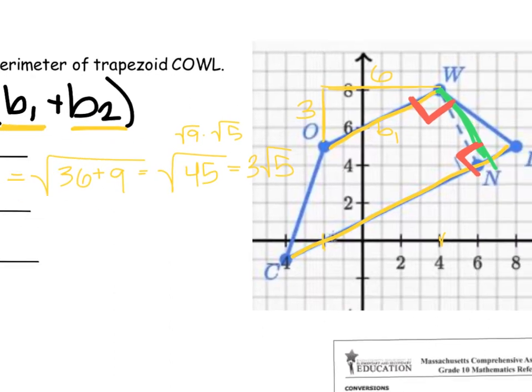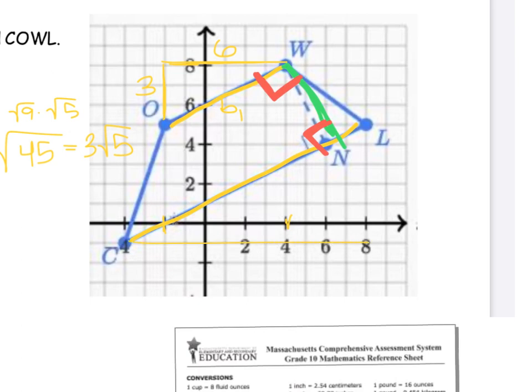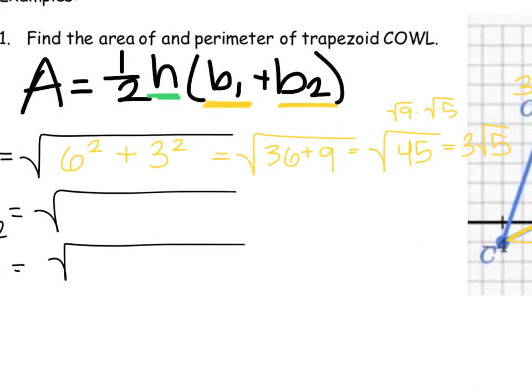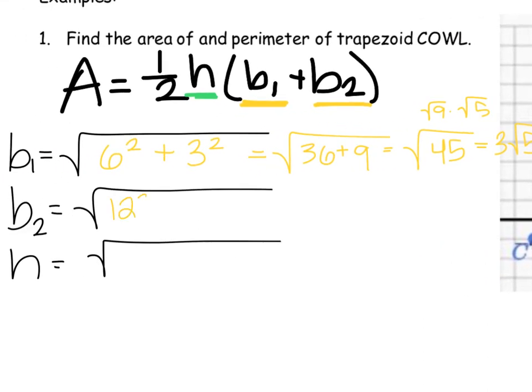To find the length of base 2, again, I'm finding the change in x and the change in y. So from -4 to 8 is 12 units horizontally, and from -1 to 5 is 6 units vertically. So my change in x is 12 units. My change in y is 6 units, which gives me a length that is the square root of 144 plus 36, which is the square root of 180. And I know that 180 is the square root of 36 times the square root of 5, so that's 6 square roots of 5.